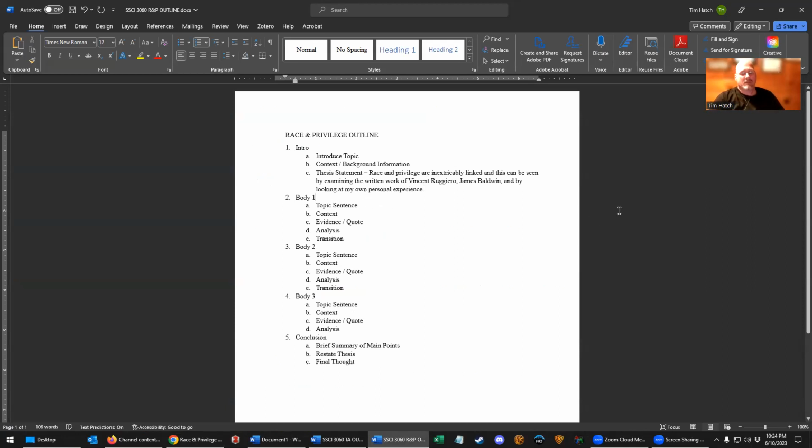So I'm going to suggest literally labeling what you're going to do with these paragraphs. Baldwin for this first body paragraph, for body paragraph 2, Ruggiero, and then for body paragraph 3, personal experience. Fantastic.